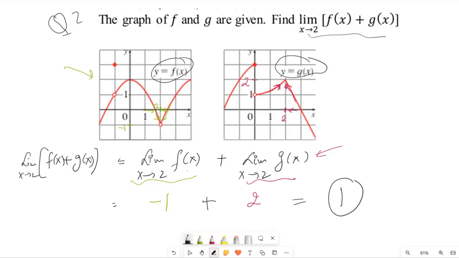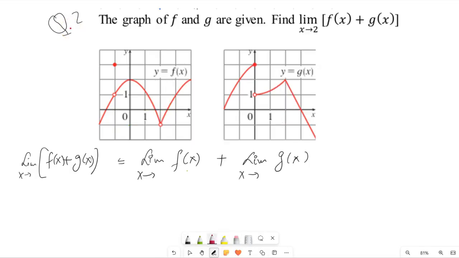Okay. Let's say we change the question, and instead of 2, we need to find the limit of this at 0. So we need to find f of x's limit at 0 and g of x's limit at 0 and then add them, right? So let's talk about this first limit. In f of x, when x is approaching 0 from the left hand side, the function is approaching 2. And when x is approaching 0 from the right side, the function is still approaching what? 2. So this limit is 2. The limit of f of x as x approaches 0 is 2.